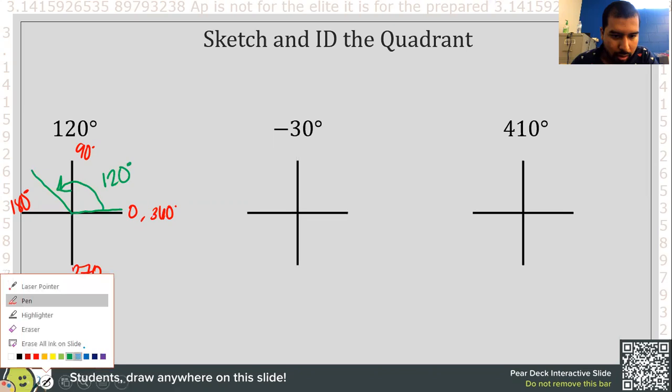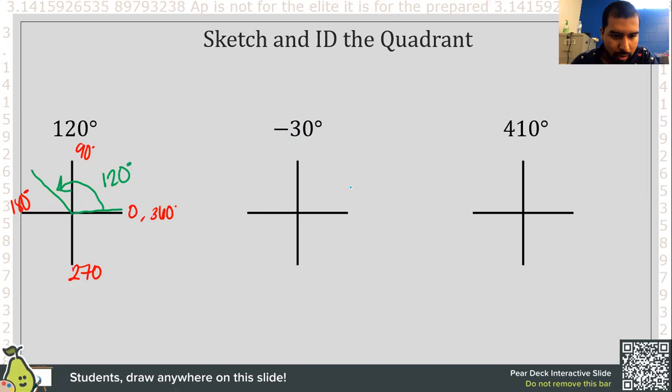Okay, for question number 2, we have negative 30 degrees. Keep in mind that if you're going negative, you're going in this direction. And this would be 0, this would be negative 90, this would be negative 180, and negative 270 here, because I want you to see that negative 30 exists in quadrant 4. It's from the x-axis, if you will, from the standard position to around right here. This is our negative 30 degrees.